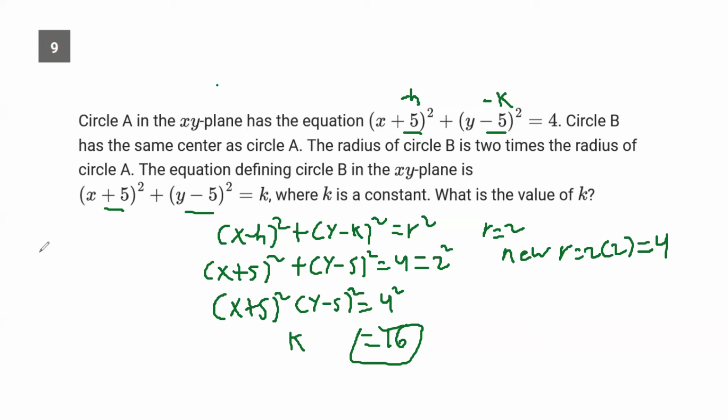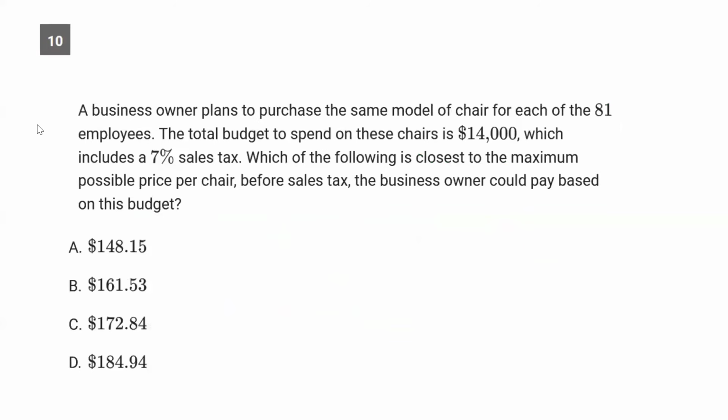Okay, and now we're going on to 10. A business owner plans to purchase the same model chair for each of the 81 employees. The total budget to spend on these chairs is $14,000, which includes a 7% sales tax. Which of the following is closest to the maximum possible price per chair before sales tax the business owner could pay based on this budget?